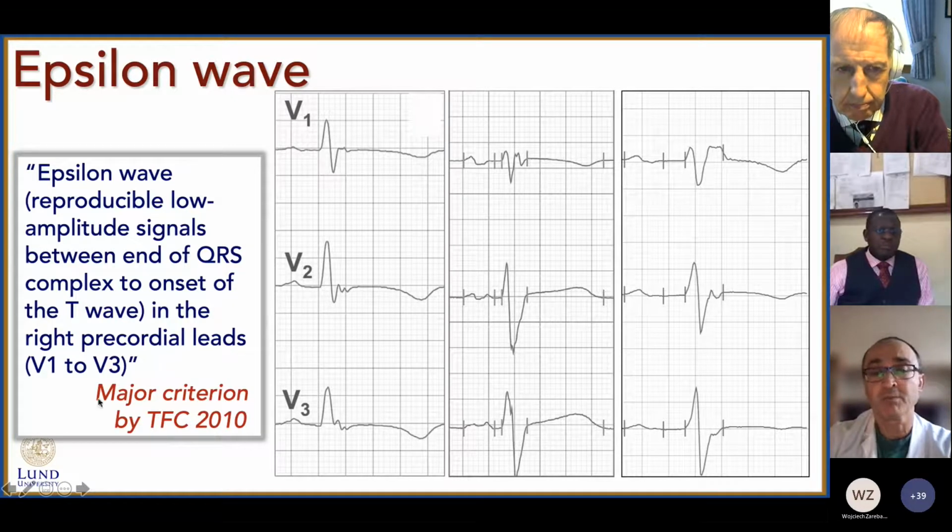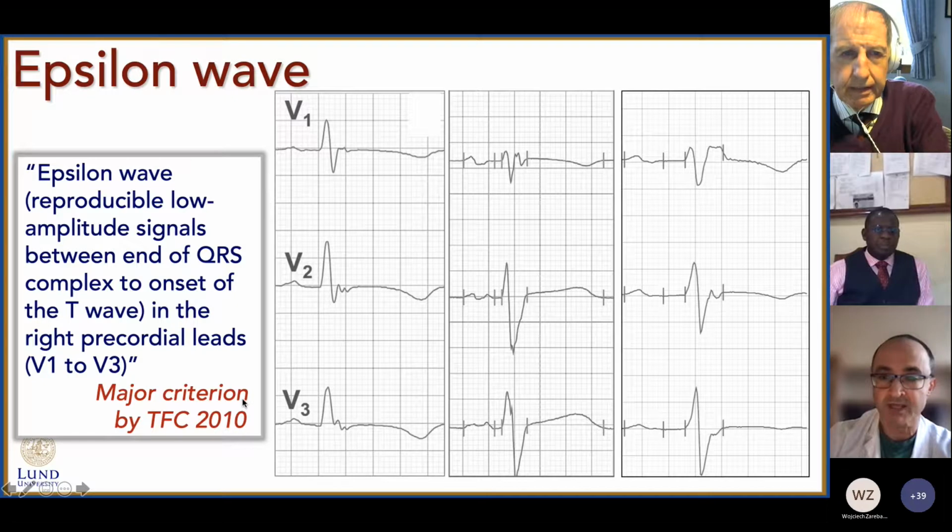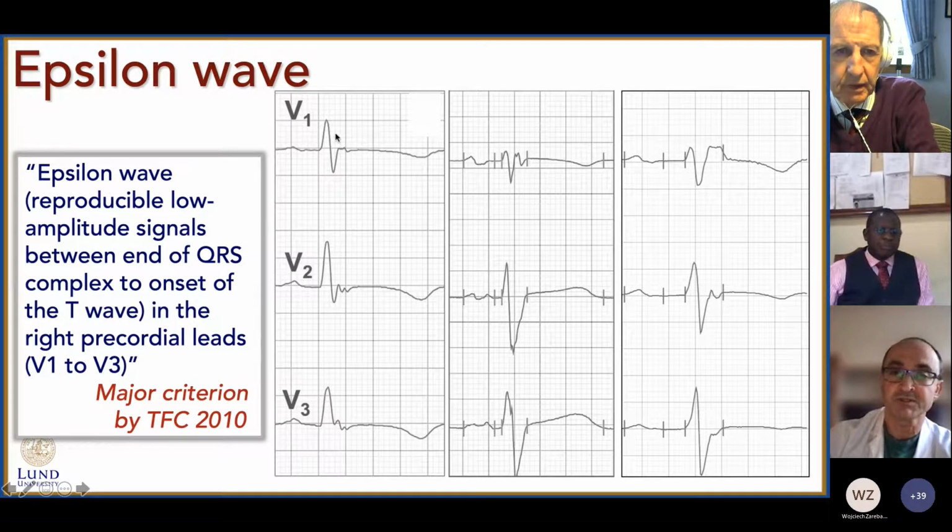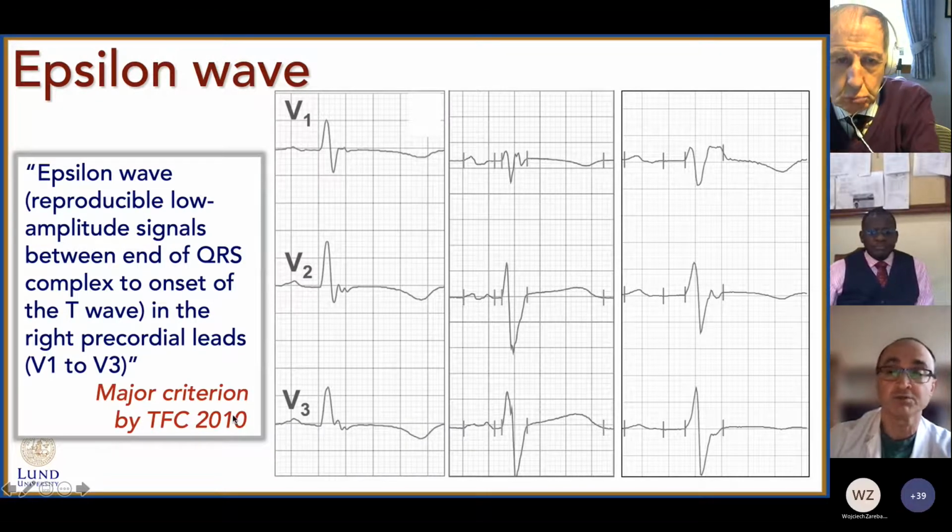However, because it's a major criterion, that means in reality that, depending on how we interpret irregularity in the terminal portion of the QRS complex or beyond that, you don't need much more to put a label of definite ARVC on a patient, even without needing to have any imaging characteristics.